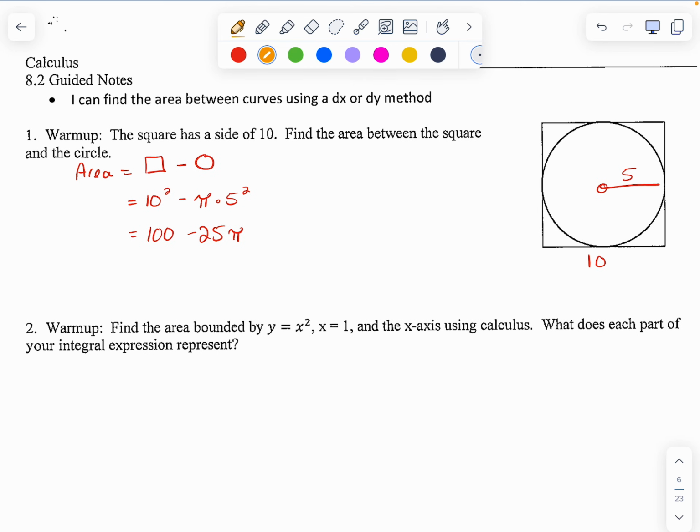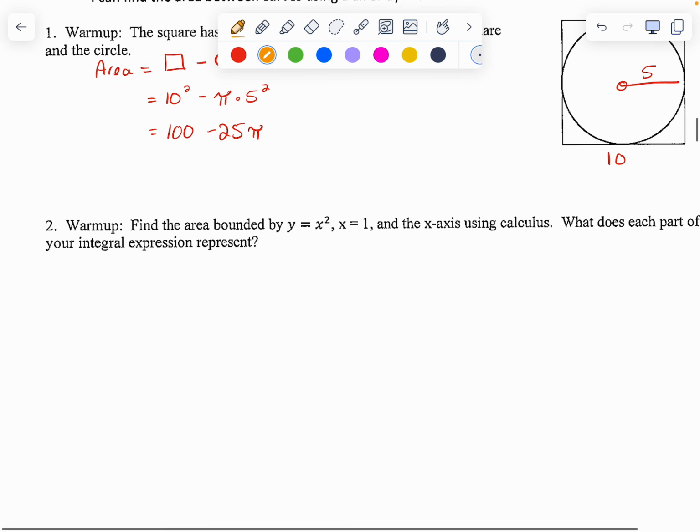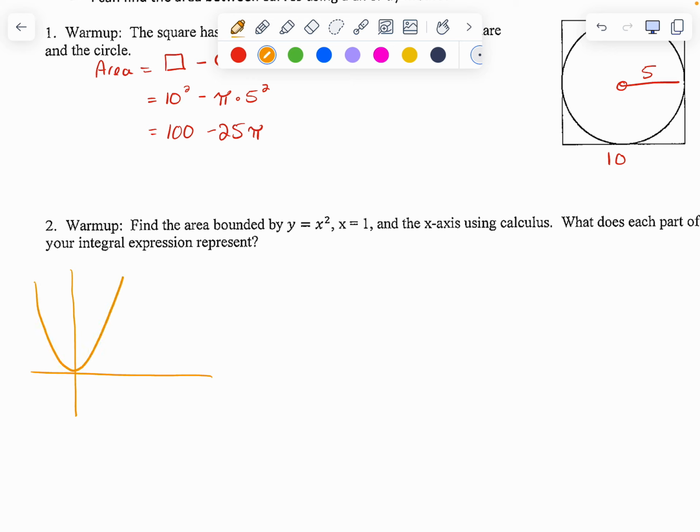So find the area bound between y equals x squared and x equals 1 and the x-axis using calculus. What does each part of your integral expression represent? So here's my picture. Here's y equals x squared. Here's x equals 1. The area that it's asking us to find is this area under the curve. And we know using calculus, we would be able to find the integral from 0 to 1 of the expression x squared dx.